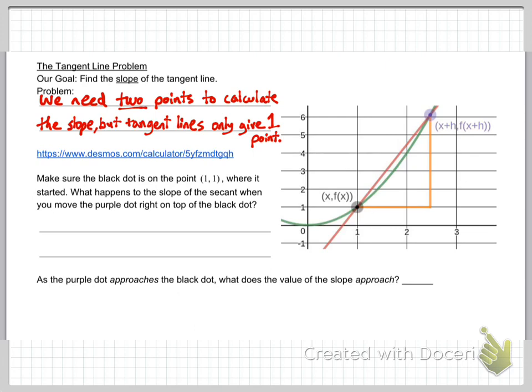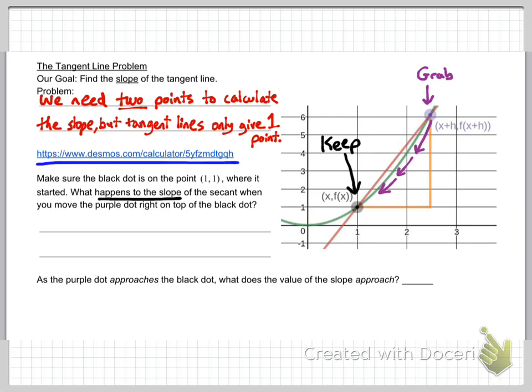So, next thing I would like for you to do is type in or click on the link, go to this Desmos link, and play around with it. What I've got here is a secant line, meaning it intersects at 2 points. And the black dot is the point that we're trying to find the tangent line through. You want to keep that black dot in one place. On Desmos, you're going to grab the purple dot and drag it towards the black dot like this. And I want you to see what happens to the slope when the purple dot is right on top of the black dot. Go ahead and try that now.